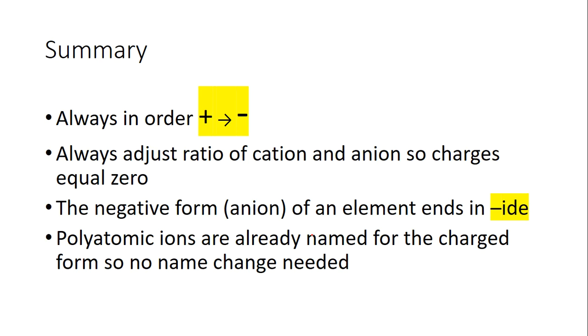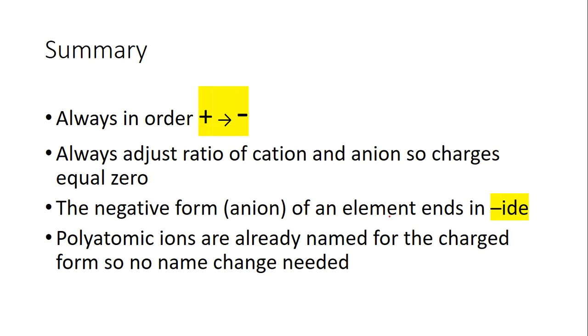All right, so here's the summary of polyatomics and binary. You always go in the order from the positive cation to the negative anion. It's always written positive to negative. So metal to non-metal, or in this case, polyatomic cation to anion. You always adjust the ratio of the cation and the anion so the charges are equal to 0. The negative form or anion of an element ends in IDE.